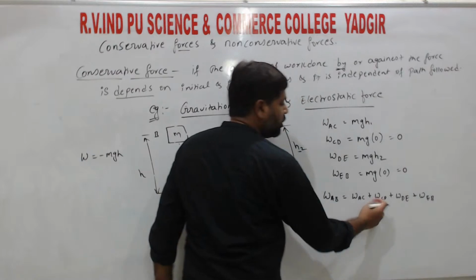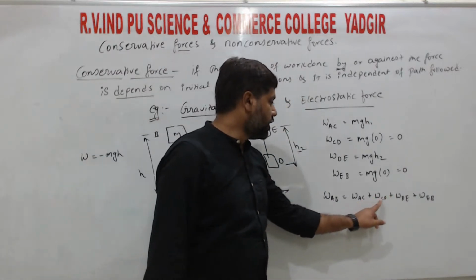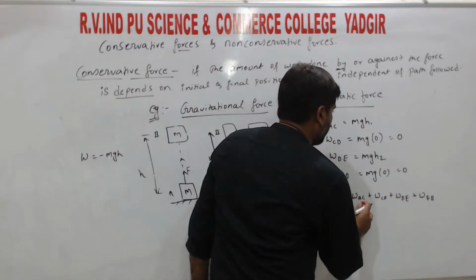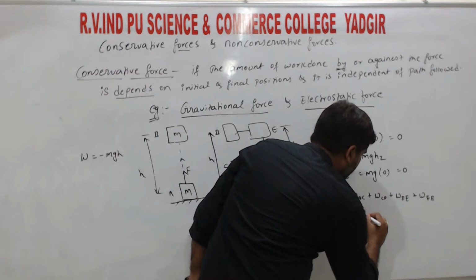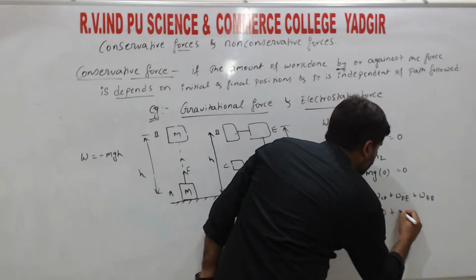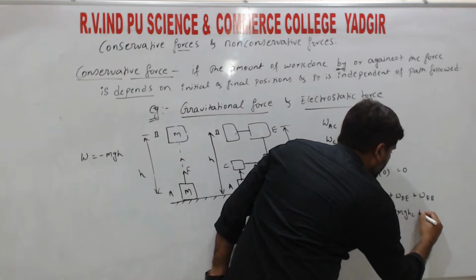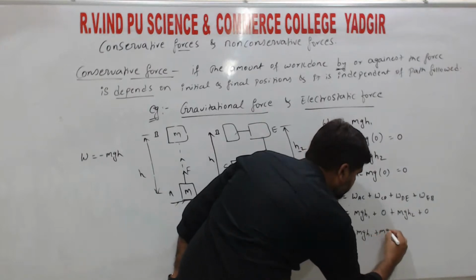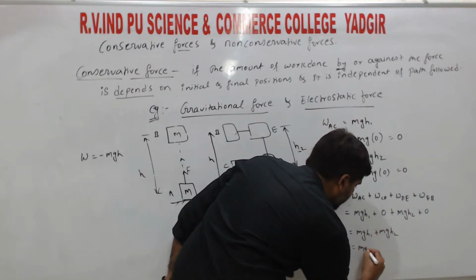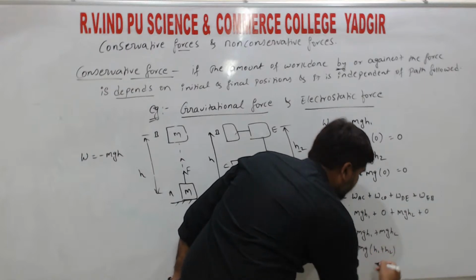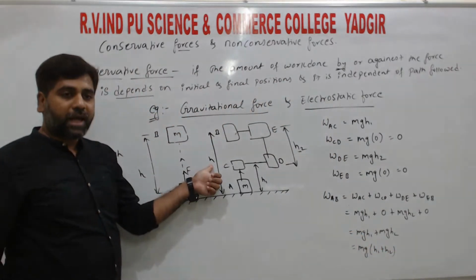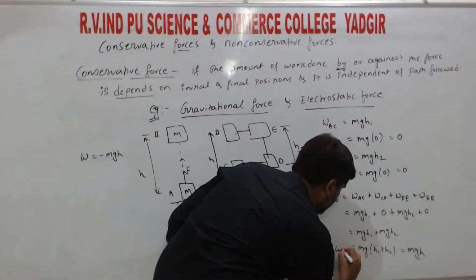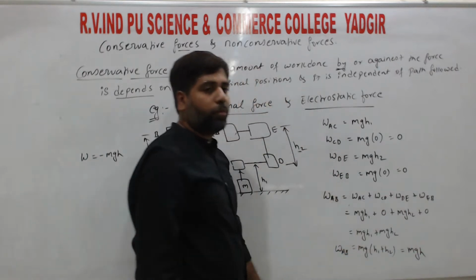So this is the work done from the position A to C, C to D, D to E, then E to B, right? So WAC is mg h1, WCD is 0, plus mg h2 again, plus 0. So we get mg h1 plus mg h2. In this we can take mg as common, h1 plus h2. So h1 plus h2 we can directly write as h, right? So that is equal to mg h. So this is the work done in bringing the object from A to B, right?